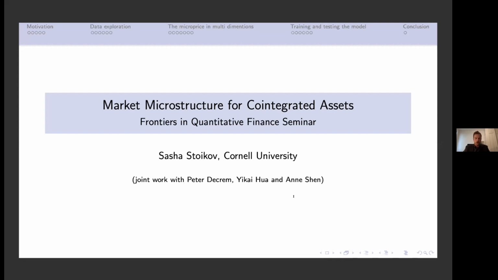So this is work that combines signals at the 1 minute time scale with signals at medium time scales of potentially several minutes or a few hours. And this is joint work with a few co-authors.